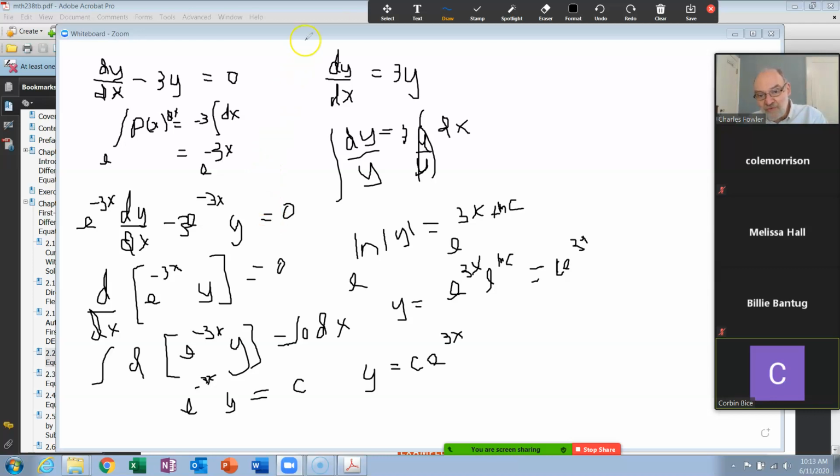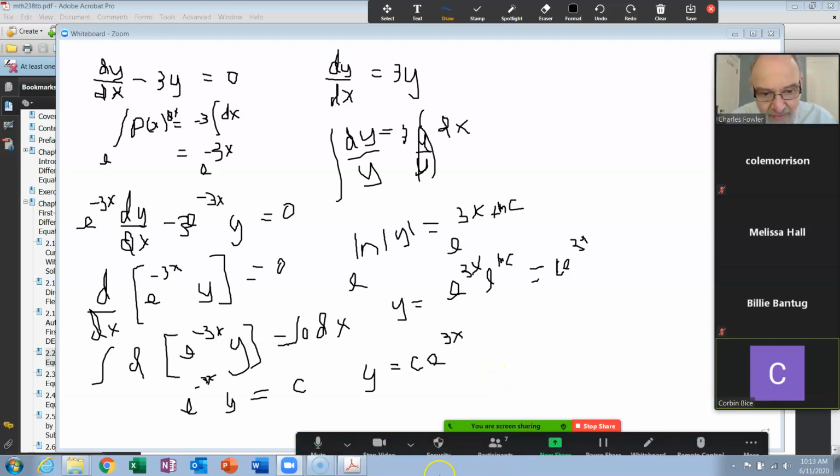Remember, what we were concerned with was your y. It had to always be positive, because you're taking the log of y. But the e function is always positive, so as long as that c is positive, you're in no problem at all. So c always has to be positive, because e to the 3x is always positive. Any questions on that?